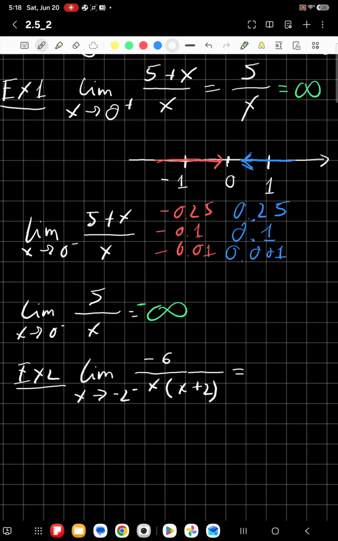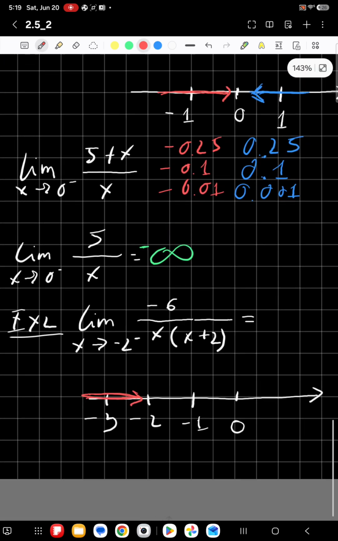Okay, so the same idea, the same concept. This time we have negative 2, so I'll put negative 2 here. This will be negative 3, negative 1, and this is 0. We're supposed to be approaching negative 2 from the left. Again, don't plug in numbers that are far away from negative 2; plug in numbers that are close. So what could those numbers be?